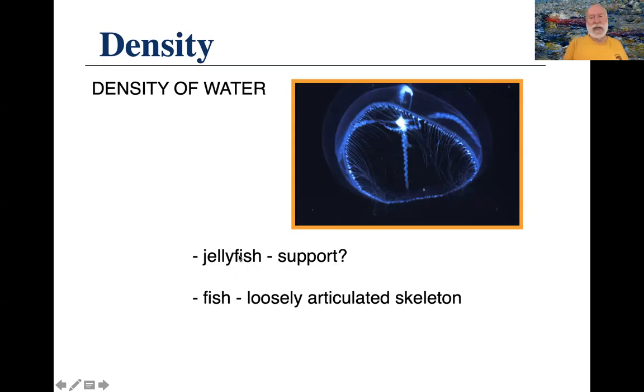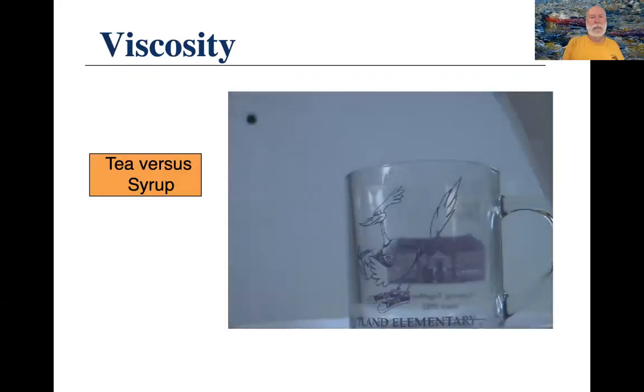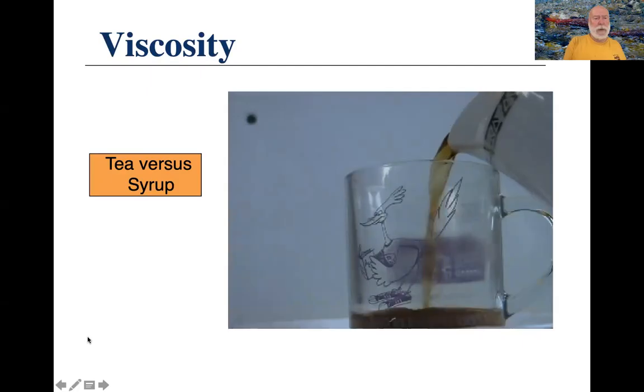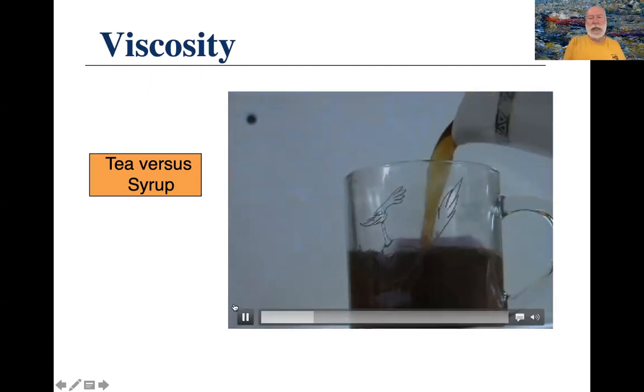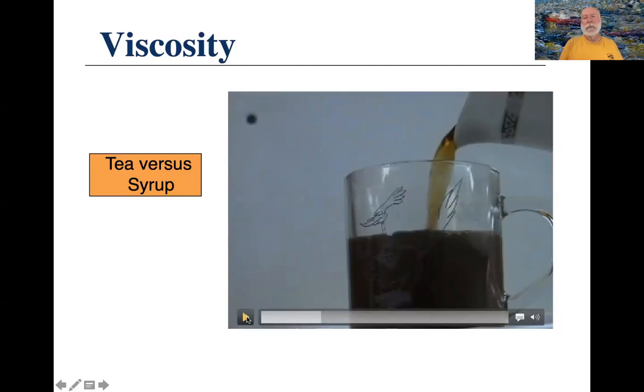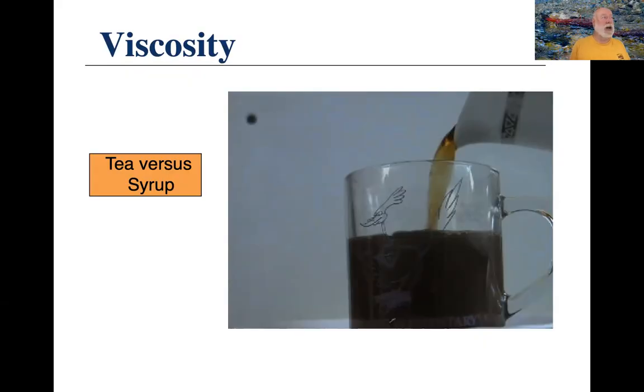Okay, so jellyfish have next to no support. But even fish, although they have a skeleton, their skeletons are generally pretty loosely articulated. Okay, so there aren't strong joints between the fins and the rest of the body of the fish. So even fish have a fairly loosely articulated skeleton. Another property of water that is worth noting is the viscosity of water. Okay, so water has a viscosity that's considerably greater than that of the air.